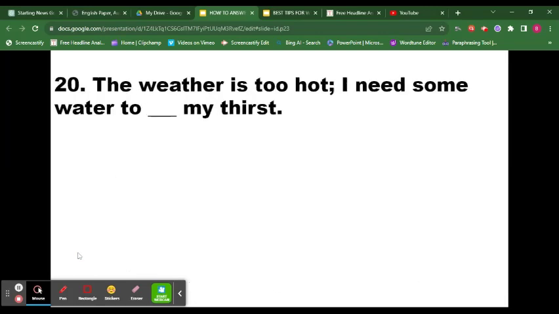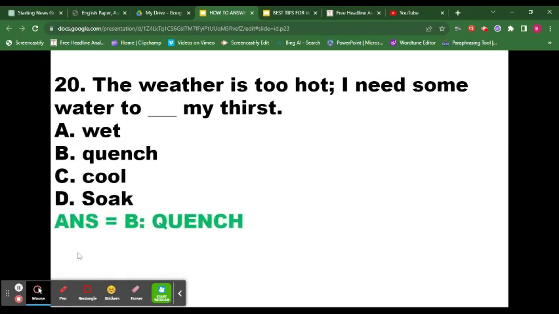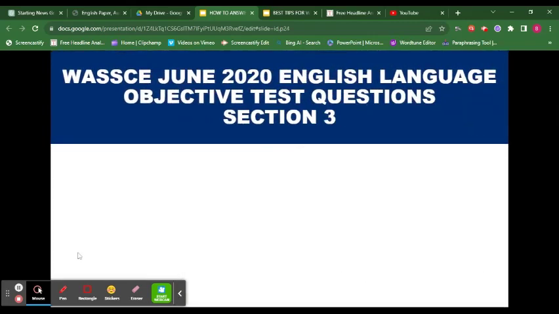Moving on to question number 20. The weather is too hot. I need some water to dash my test. A, wet. B, quench. C, cool. D, soak. The answer is quench, and so B is the correct option.